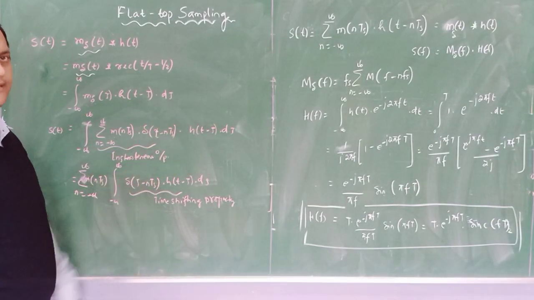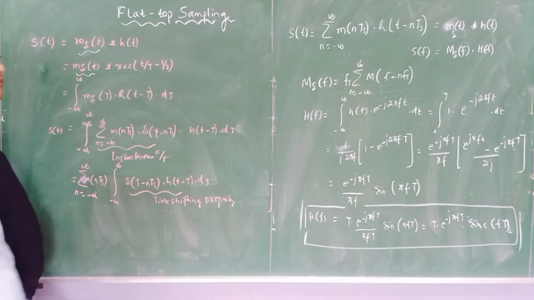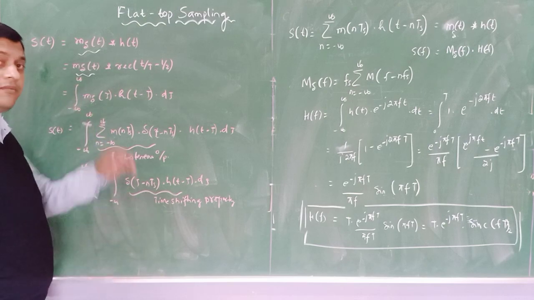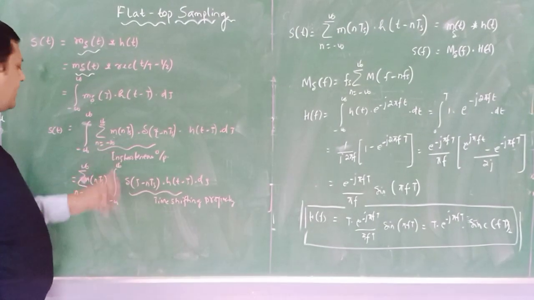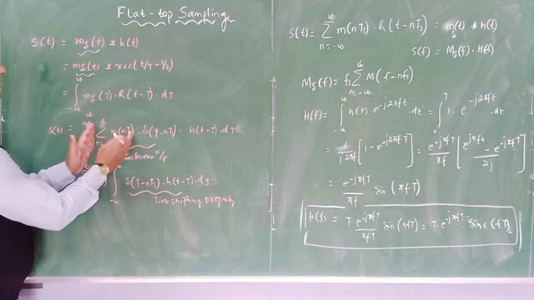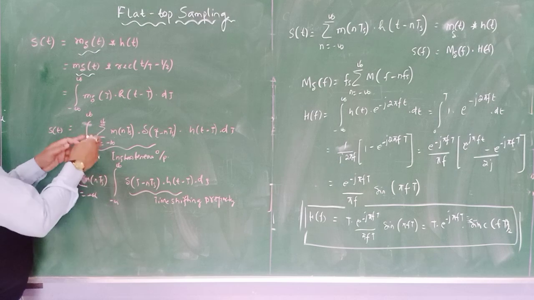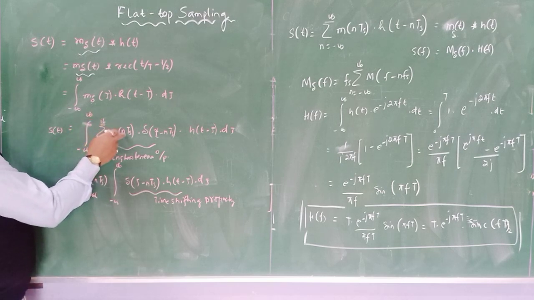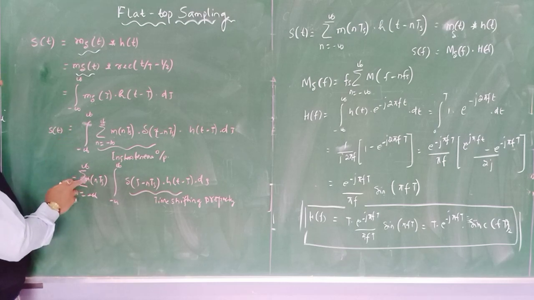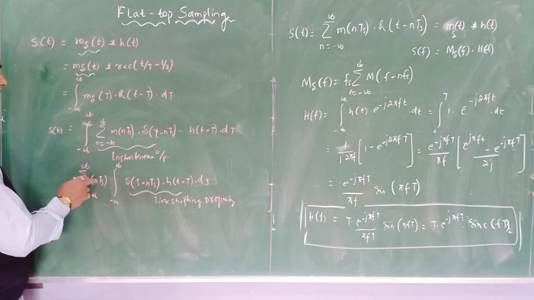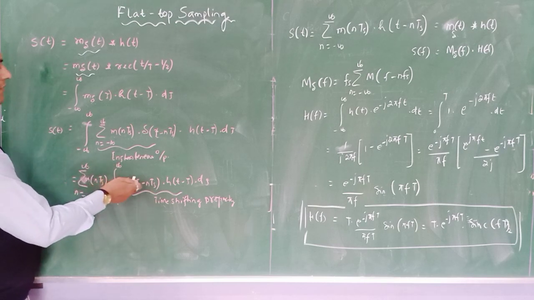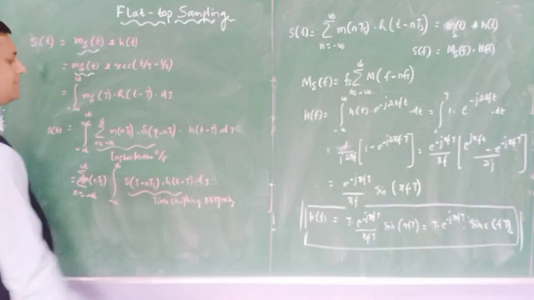H of t minus tau, as it is, is nothing but the output of the instantaneous sampled signal, which we determined in the previous class. I have written that directly. Next, take the integral inside and the summation outside: summation from minus infinity to infinity of m of nTs, times the integral of delta of t minus nTs, h of t minus tau, d tau.